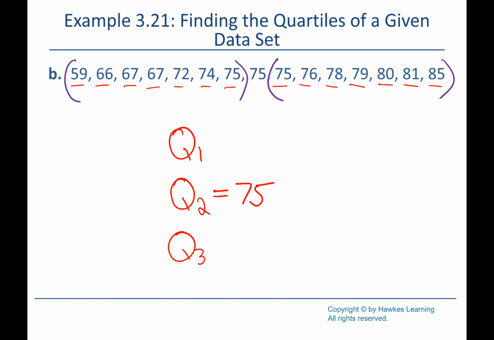Then Q1, 67, and Q3, 79. Find the median of the lower half, median of the upper half. We're done there. Questions on those? They're not bad. Okay.